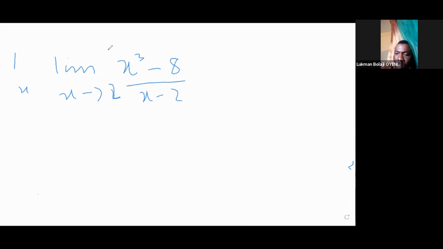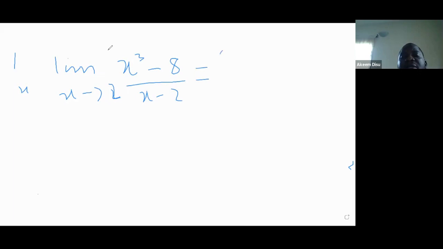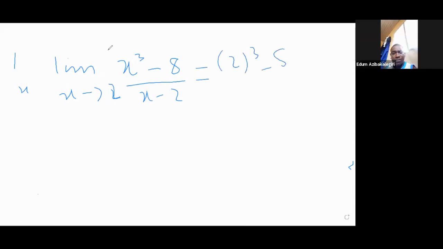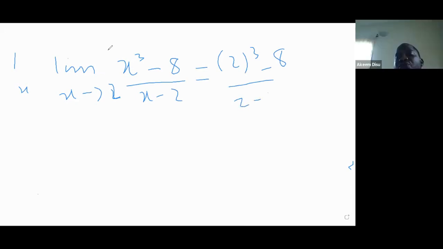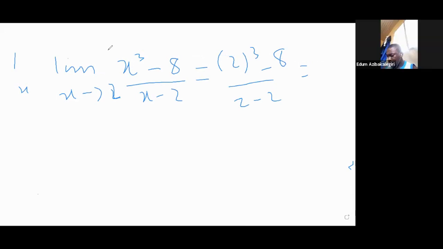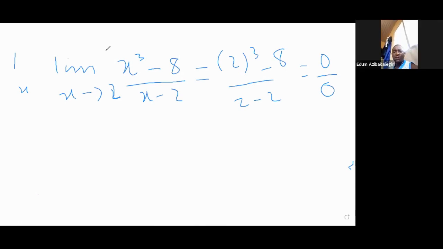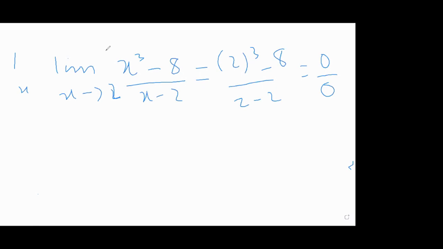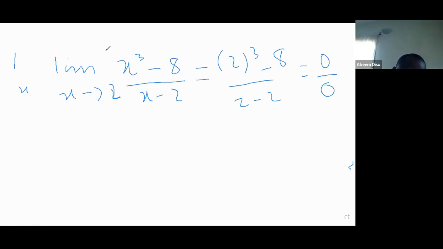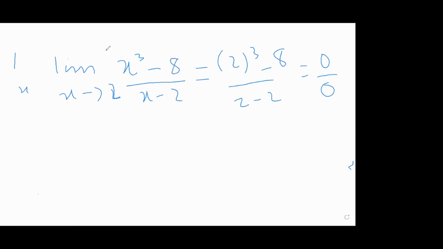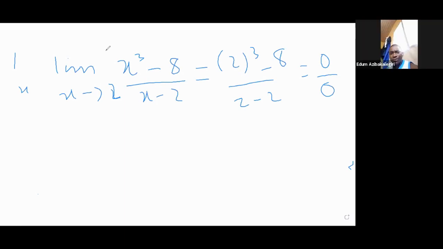Yes. If you substitute 2 directly, 2 raised to power 3 minus 8 all over 2 minus 2 will give you 0 over 0. Because 2 raised to power 3 is what? 8. 8 minus 8 is 0. That's why we have 0. We cannot substitute like this.